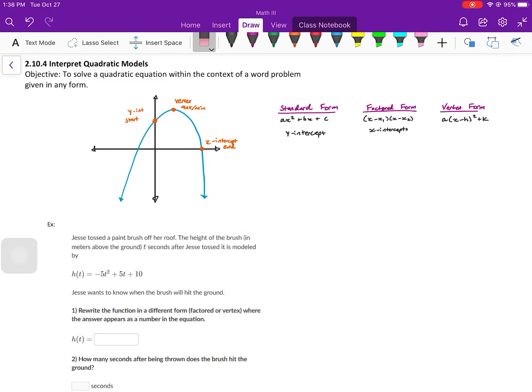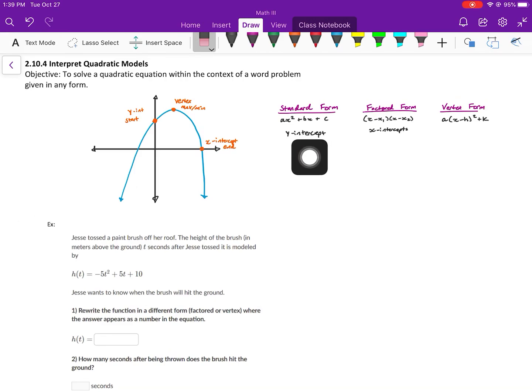So now we're putting all these forms together in the word problem. If you remember the word problems, 3 key things we're looking for: y-intercept, vertex, is that maximum or minimum. Y-intercept, remember, is the start. And then also we have the x-intercept, which is the ending value. So standard form, factored form, vertex form, we're going to be putting it all together now.